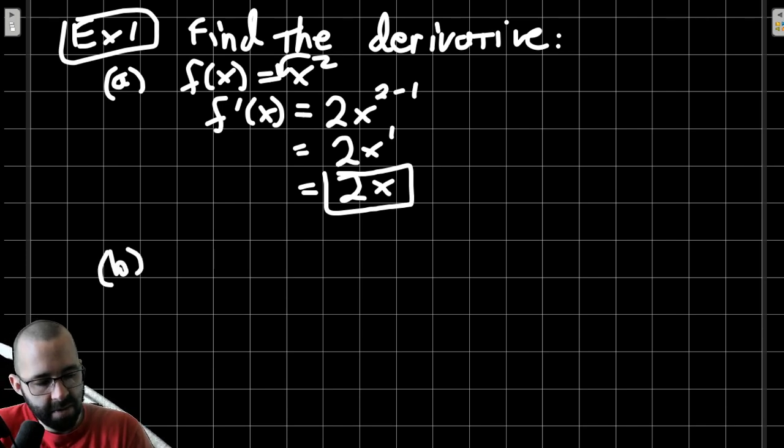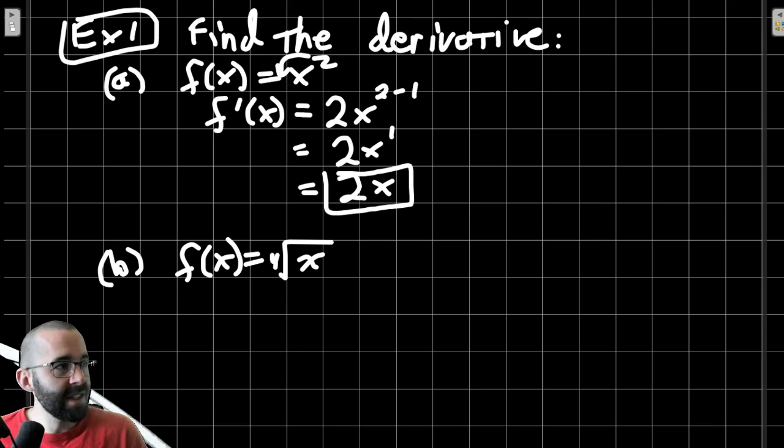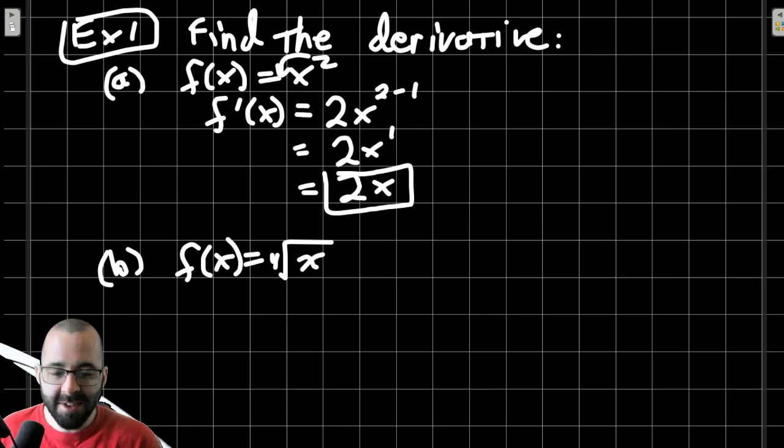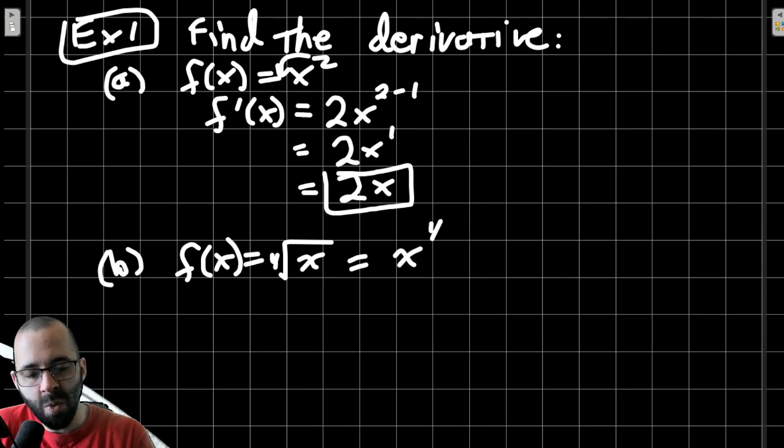Part B, let's do another one. f of x equals the 4th root of x. And you might stop me right there and say, whoa, Jason, there's no exponent here. This is a radical. This is a 4th root. How can we use the power rule? We don't have any tools. Well, remember your algebra, which is going to be the hardest thing in this whole class for most of you. Let's rewrite this function. Remember that this is equal to x to the 1/4 power. And now we have an exponent.